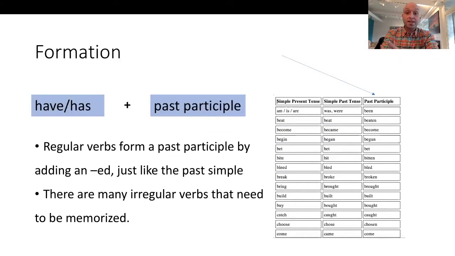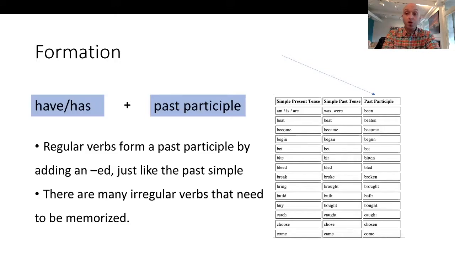To form a sentence in the present perfect, you're going to use either have or has, and then a past participle. And for those of you who have studied English a little bit, you've probably seen a chart similar to the one on this screen, and it has those three columns. The first column is the simple present tense, the second column is simple past, and the third column is the past participle, which we use in present perfect. For regular verbs, you just add an ed, just like you would in the simple past.